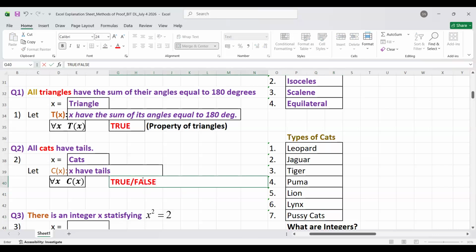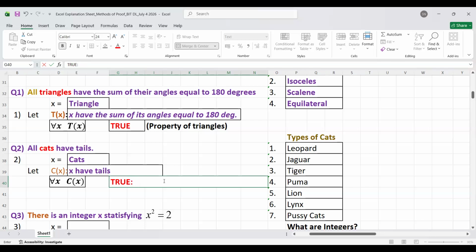Now those who are saying true, when I ask you to prove that, what will you say? How will you prove that all cats have tails? What will be your answer? All the types listed have tails. Okay, good. So you are basing your information on what you are familiar with.